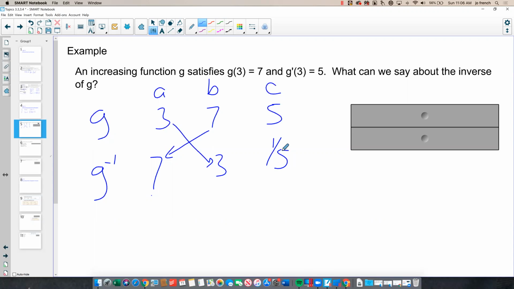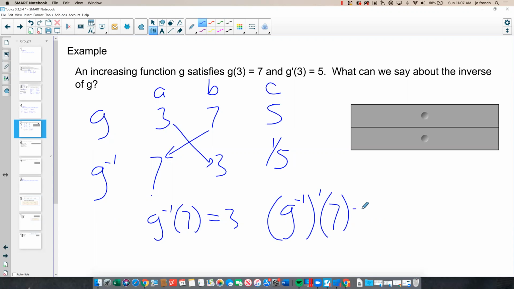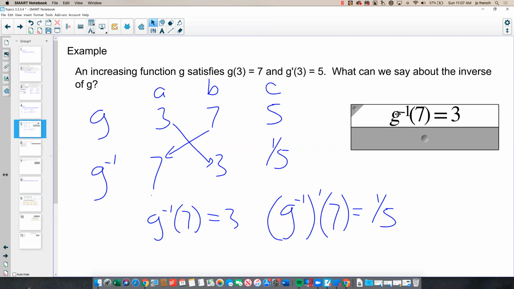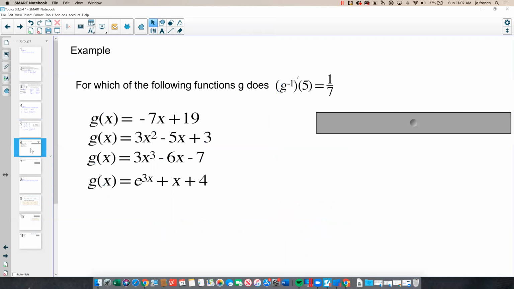So I can say that g inverse of 7 is equal to 3. When the input is 7, the output will be 3. And the derivative at 7 is going to be the reciprocal of the derivative of the original function at 3, so 1/5. So g inverse of 7 is 3, and the derivative of g inverse at 7 will be 1/5, the reciprocal. Let's look at another example.